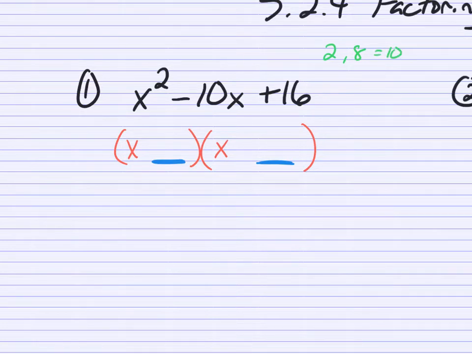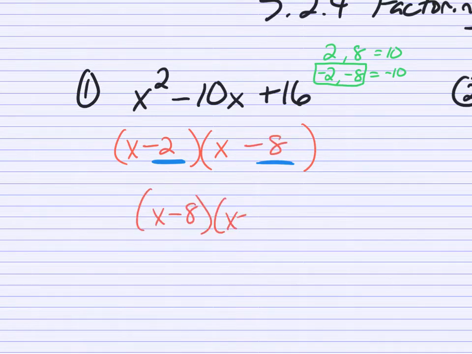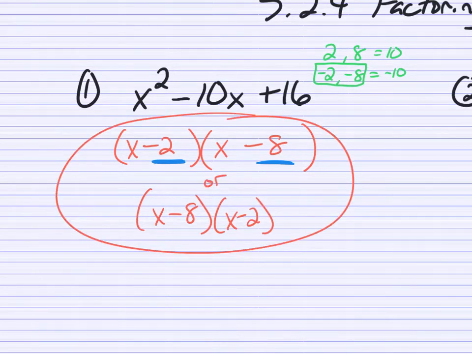But what if I used negative 2 and negative 8? Well, doesn't negative 2 times negative 8 give me positive 16? And when you add them, they give you negative 10. So I can't use the positive versions, but I can use the negative versions. So I'm going to plug them in. And again, negative 2 and negative 8, it doesn't matter. You can write x minus 8 first and x minus 2 second. So either one of these two answers would be fine with me.